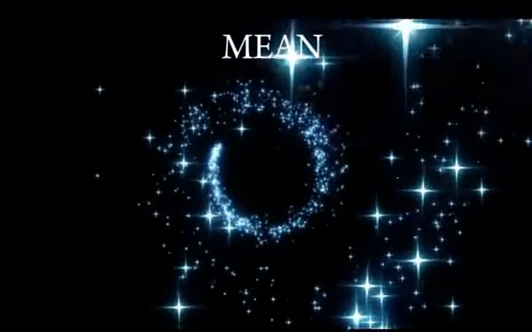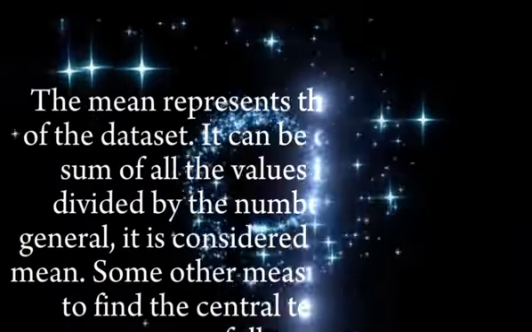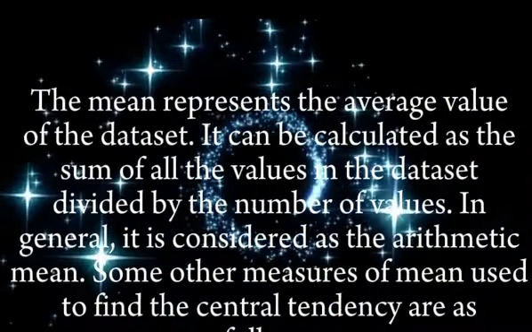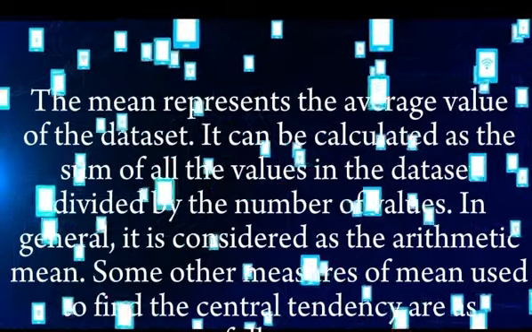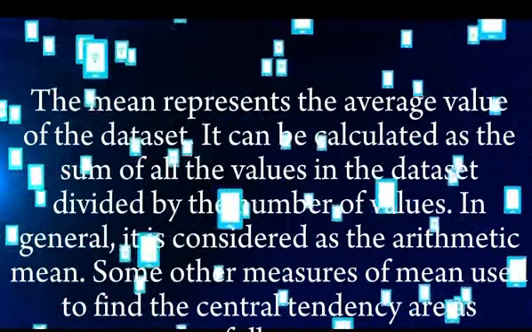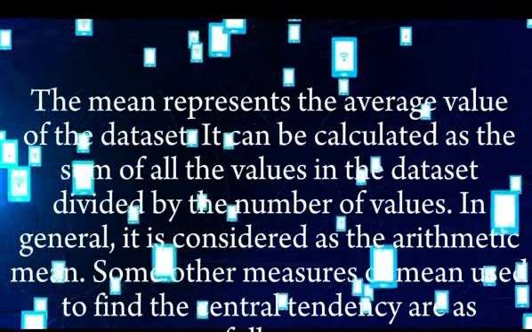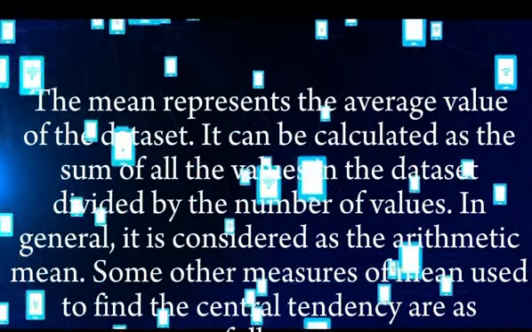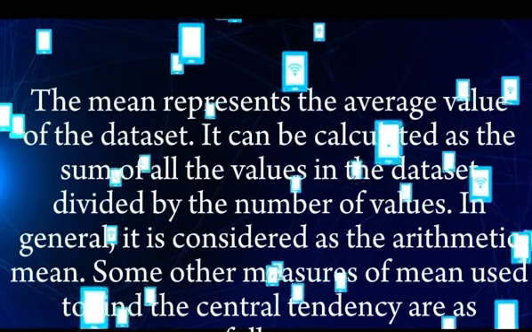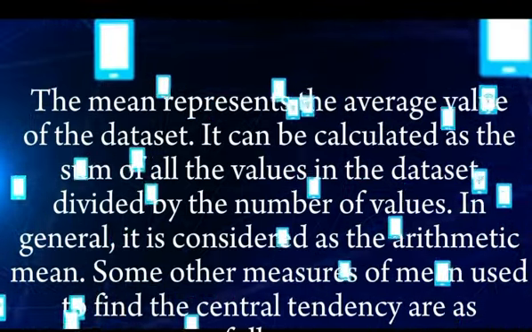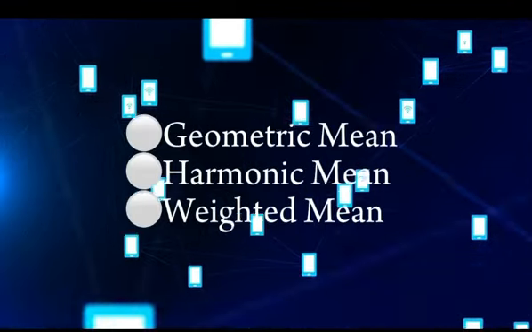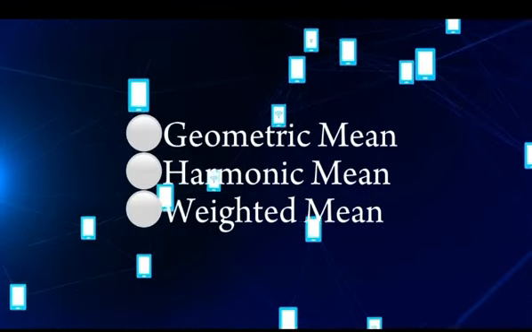The first, mean. The mean represents the average value of the dataset. It can be calculated as the sum of all the values in the dataset divided by the number of values. In general, it is considered as the arithmetic mean. Some other measures of the mean used to find a central tendency are as follows: geometric mean, harmonic mean, weighted mean.